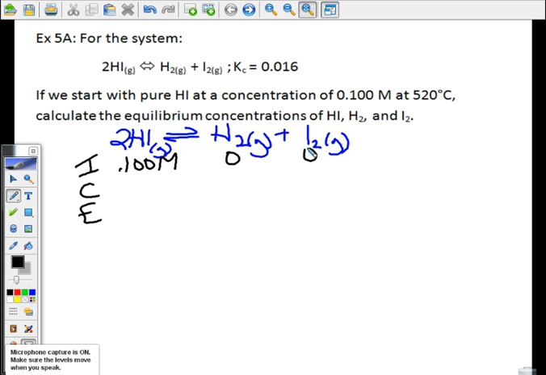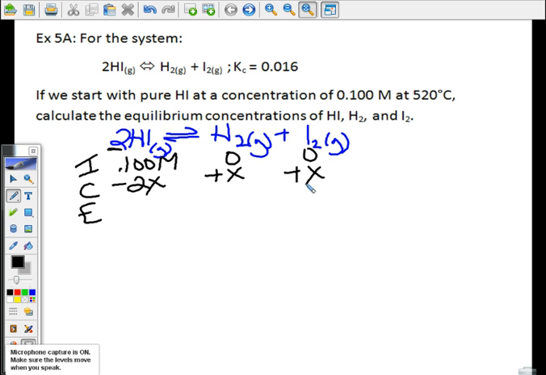So which way does this reaction have to go to get to equilibrium? It has to go to the right. Wherever there's zeros, the reaction has to go that way. So on the left-hand side, our change is going to be minus 2x. Why is it minus 2x? Because there's a 2 coefficient in front of the HI. On the right side of the equation, we're going to have just plus x and plus x, because those all have a coefficient of 1.